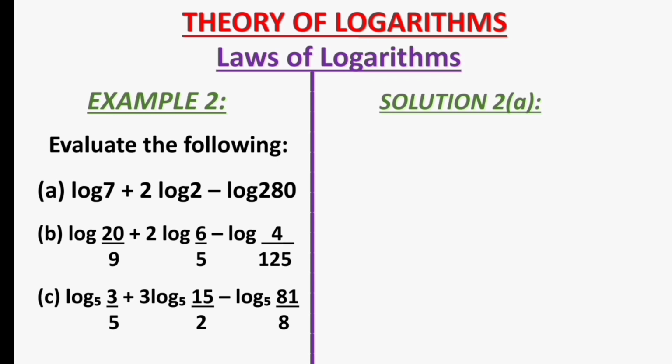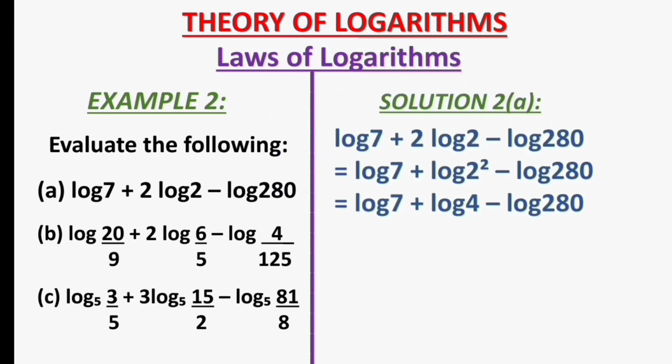Let's see the solution to question 2a. Here we have the logarithm of 7 plus 2 times the logarithm of 2 minus the logarithm of 280. The first thing we have to do is to simplify the middle term by moving the 2 multiplying the logarithm of 2 to become the power of the 2. That will give us the logarithm of 4 as the middle term. Next, when we apply the laws of logarithm, what will this simplify into? Let's see if you are right.